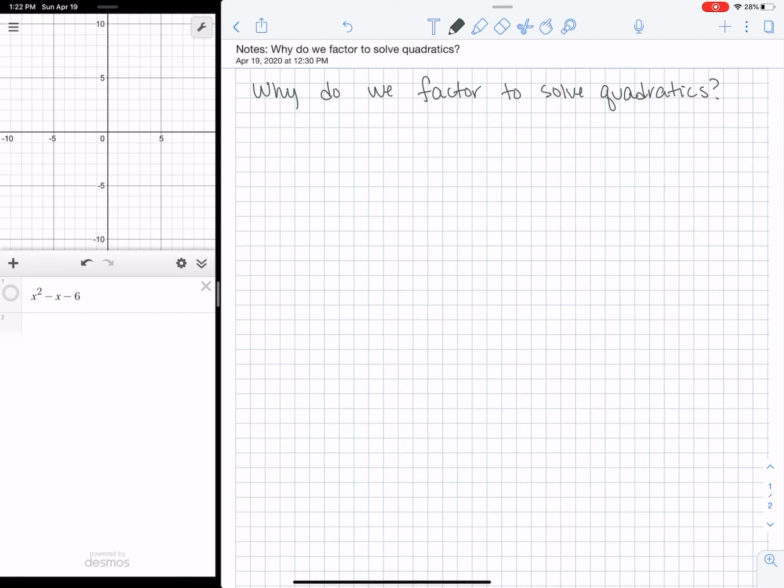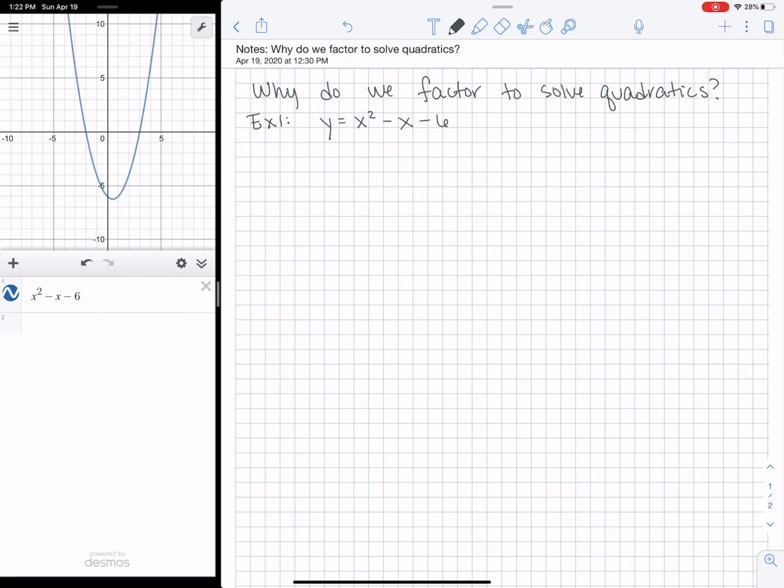So I'm actually going to start with this equation here. I'm going to call this example 1, that we have y is equal to x squared minus x minus 6. And if you'll notice here, I've gone ahead and graphed it on the left-hand side. We've graphed this, and it looks like this U shape. This is kind of like that Desmos activity that we did last week.